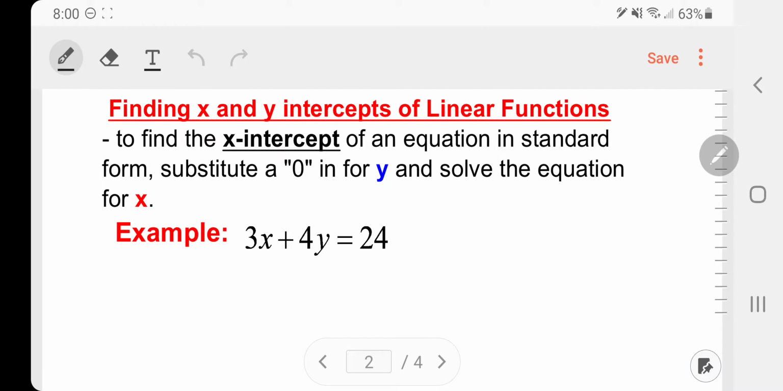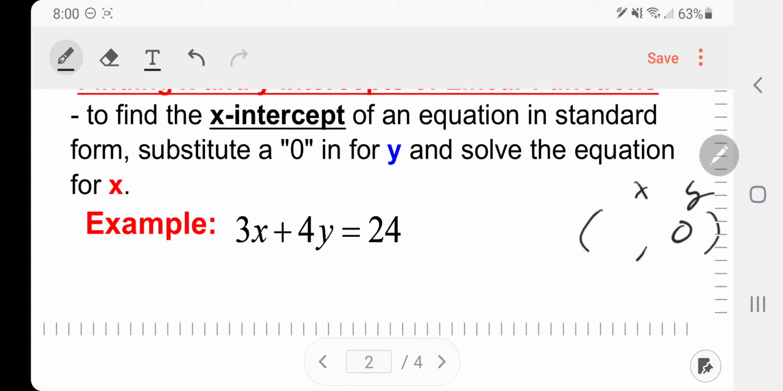Okay, so here in this example, we're going to take a look at how to find the x-intercept. The way you do that is, we know that for the coordinate of an x-intercept, our y-coordinate is 0. So what I'm going to do is plug in 0 for y, and then solve for our x-coordinate to get the x-intercept.